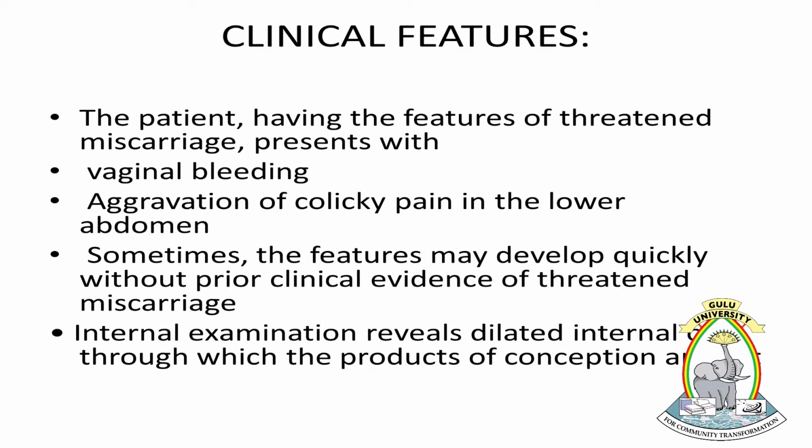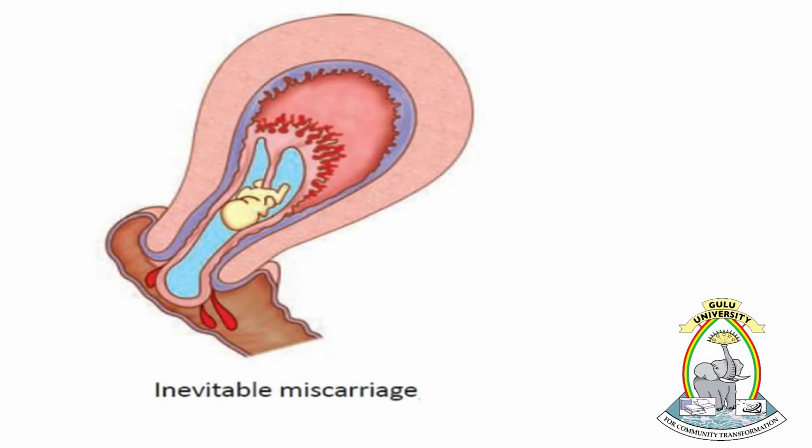Sometimes these features may not develop typically with threatened abortion. It will progress so fast that it is hard to even help out. If you do an internal examination, a vaginal examination reveals that the cervix is already dilated with the product already in the cervical os. If you see this picture, it shows an inevitable abortion. That means that the implantation site is already detached. There's complete detachment. Whatever you do, you may not be able to re-implant this. So the only thing is you help the mother to avoid bleeding.